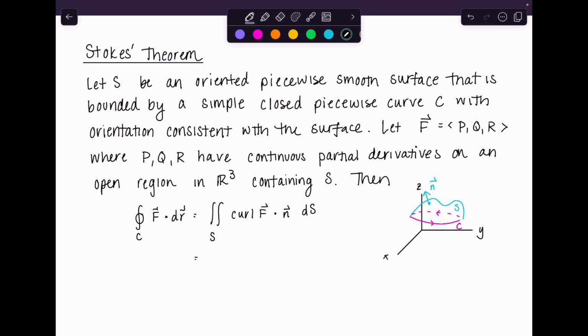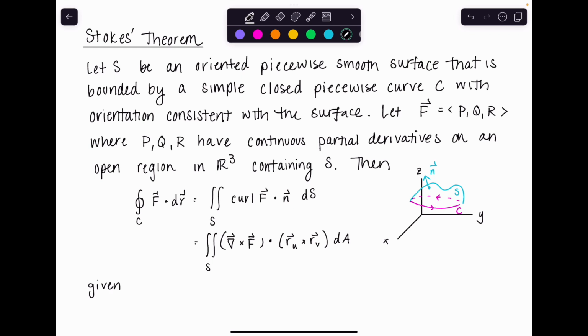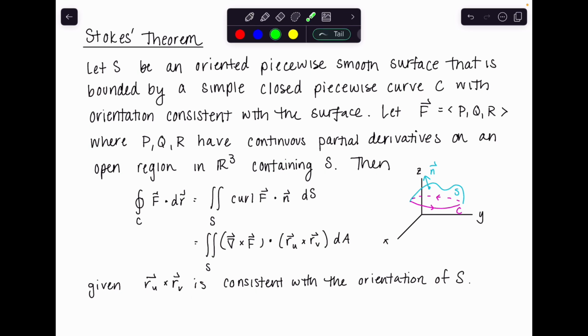So what you can think of, the curl, remember, is the gradient cross product with the vector field. And then we're going to dot product that with the parameterization of the surface that matches the orientation, and then you integrate with respect to u and v. This is given that this vector is consistent with the orientation of S. So if it has upward orientation, then this vector should have a positive z component. If it's downward orientation, this should have a negative z component.